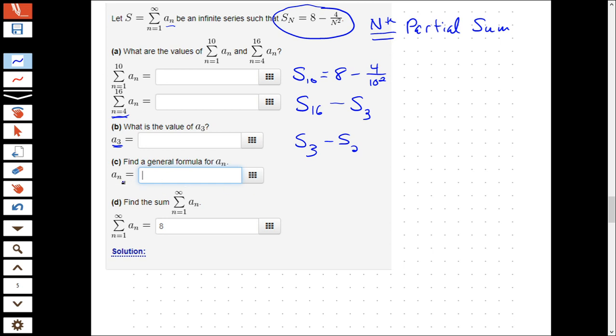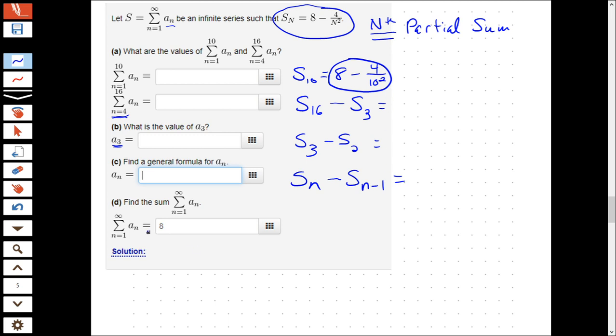All right, and then for the general form for a sub n, what do you think it might be? It would have to be the nth partial sum, but we want the nth term, so we have to take away all the terms before it. Come up with a formula for that, using that 8 minus 4 over n squared. Come up with your formulas for this. I think you could probably just enter this answer here for the first part of part A.